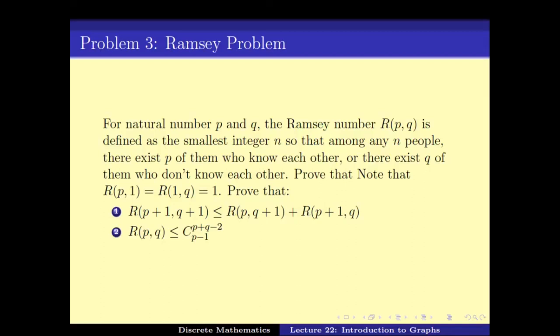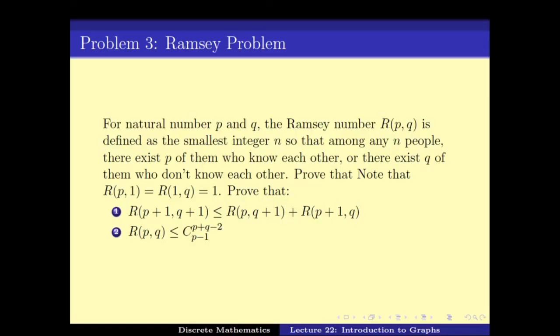So what does the statement say? It says that, say if R(P,Q) is equal to 100, it means that give me any 100 people, there will be either P of them who know each other, or Q of the people who don't know each other.